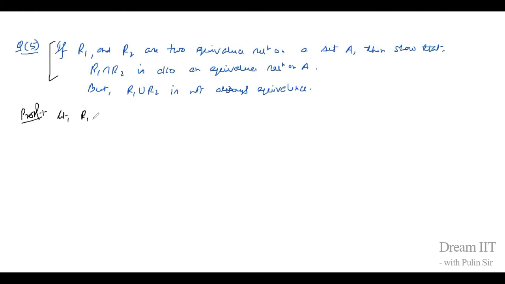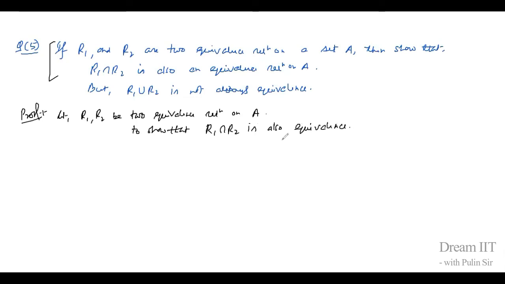Let R1, R2 be two equivalence relations on A. To show that R1 intersection R2 is also equivalence. Equivalence means all the three conditions should be satisfied. So one by one we'll see now. First we'll go for the reflexivity.